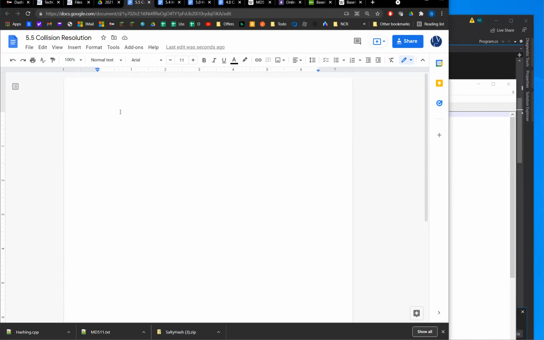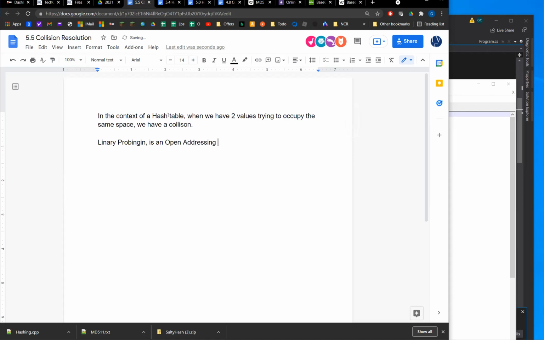All right, so in the context of the hash table, we have two values trying to occupy the same space. We have a collision. All right, so linear probing is an open addressing technique for finding an alternative.